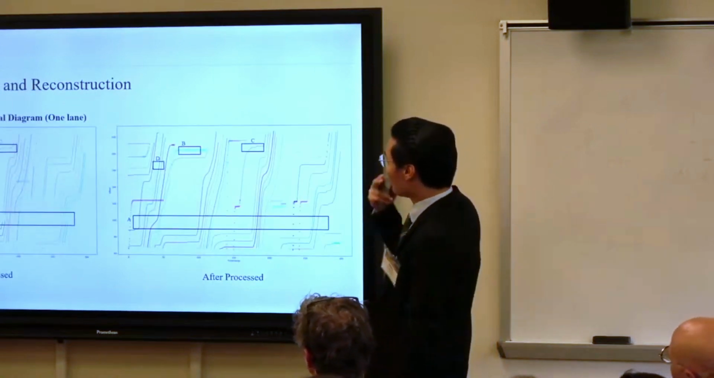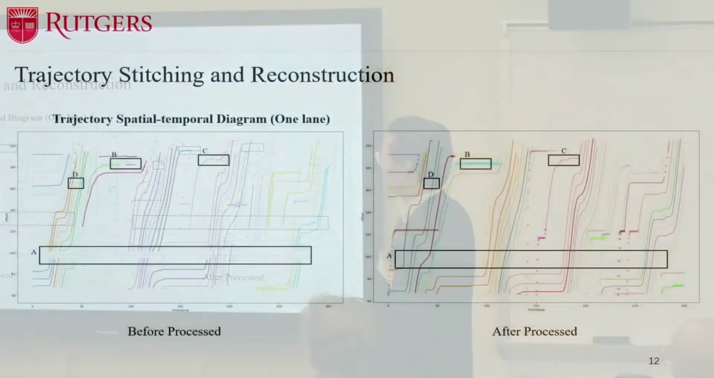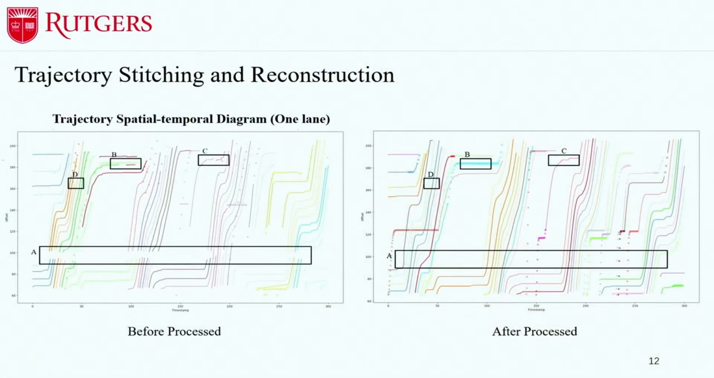This is an example of the trajectory stitching results, before and after the process, on one line, based on the timestamp and also the offsets on the roadway. You can see in this area A, B, C, D, there are lots of broken points, but actually they are the same vehicle, one trajectory for the same vehicle.